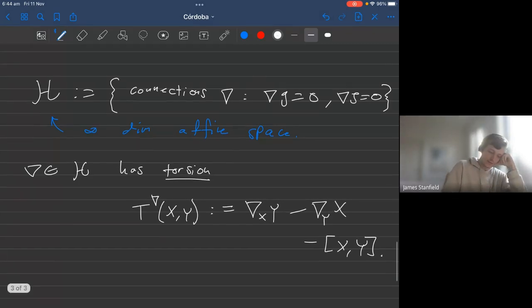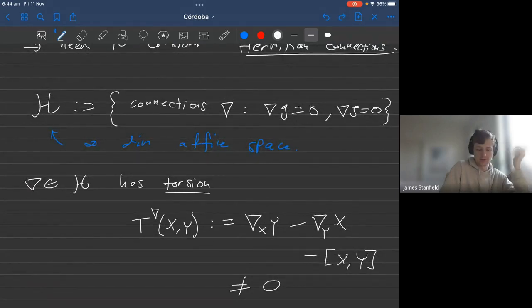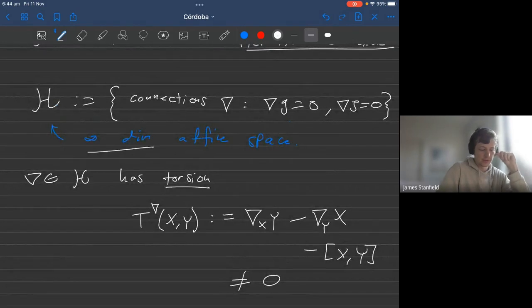So you can see this is usually non-zero, right? If this vanishes for any connection in here, then our manifold's Kähler, because then we just have the Levi-Civita connection being parallel with respect to J. Okay. So we could consider this whole space, but it is infinite dimensional, and it doesn't really generalize Kähler geometry in the sense that it doesn't all collapse to the Levi-Civita connection when the manifold's Kähler. Okay. What we want to do is find some distinguished subspace of H that will agree with the Levi-Civita connection when the metric's Kähler, but also remain Hermitian when the metric's non-Kähler.